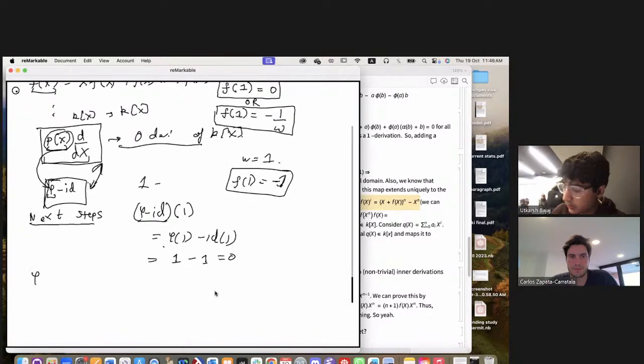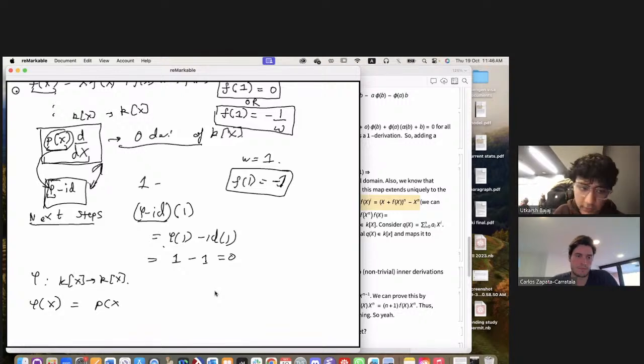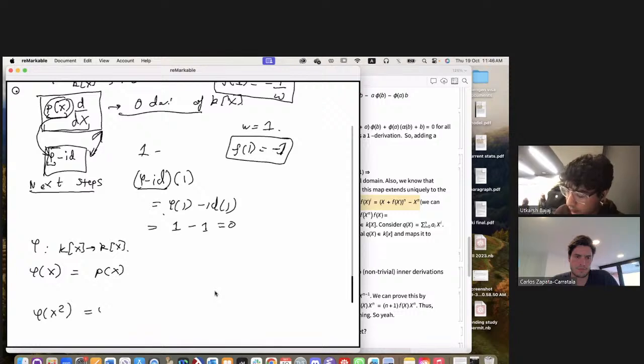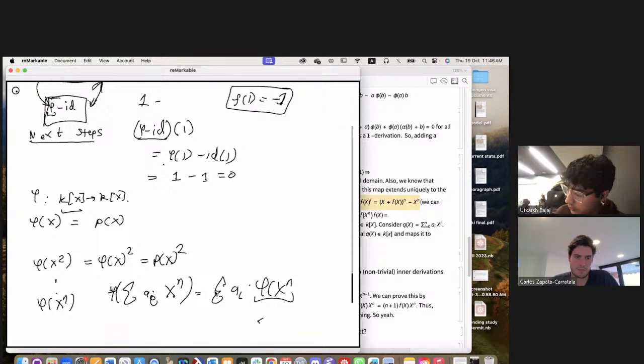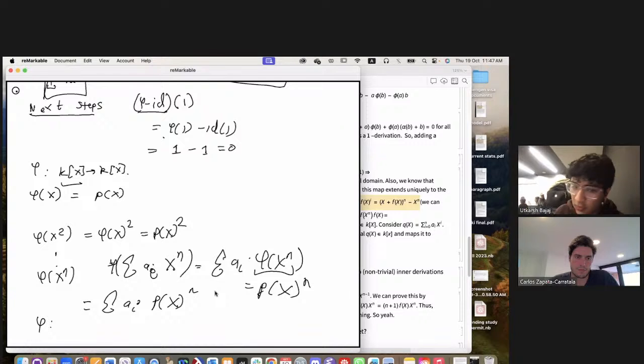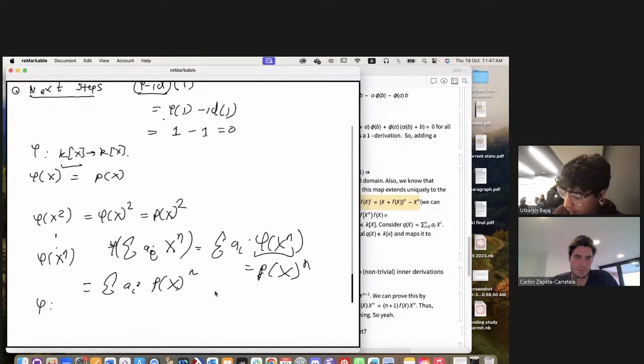Yeah, because let's say you have an algebra homomorphism from K[x] to K[x]. Let's say phi(x) is some polynomial p(x), then phi(x squared) must be p(x) whole squared, and similarly for phi(x^n). Any polynomial in K[x] is just a sum of this form, and since it's an algebra homomorphism, it's also additive. And so phi of this should be this, and we know that this is just p(x) to the n. So essentially it's just this. So what an algebra homomorphism of a polynomial ring is actually doing is this.